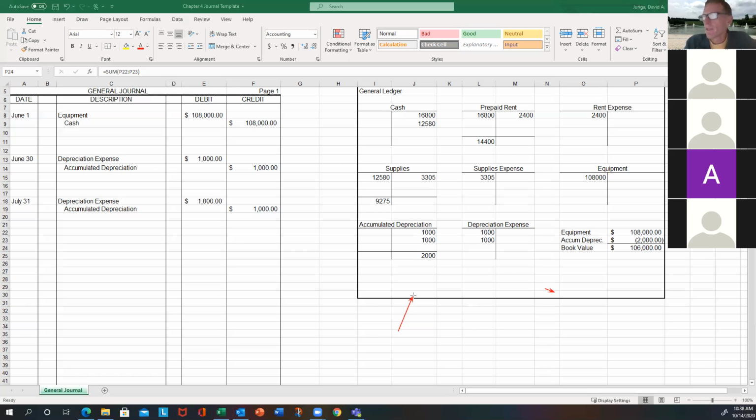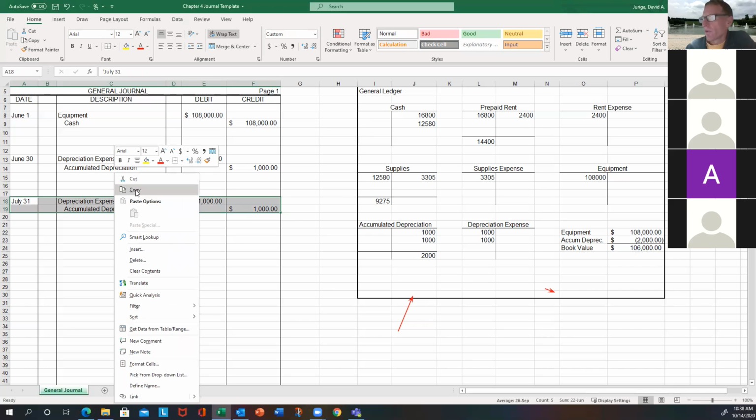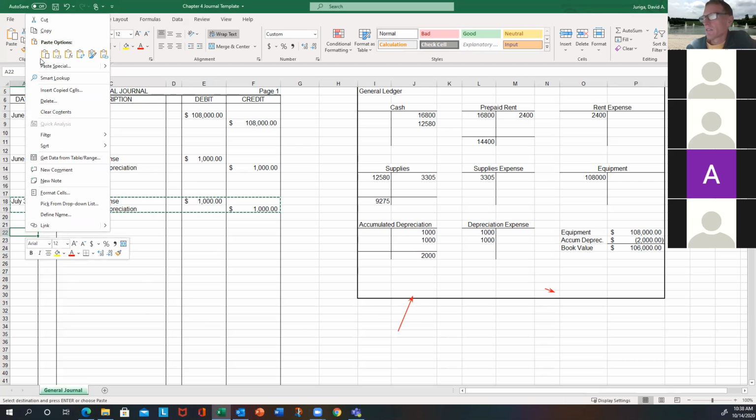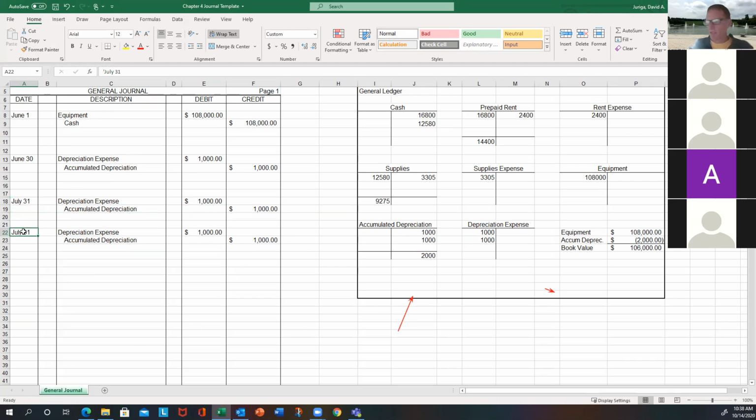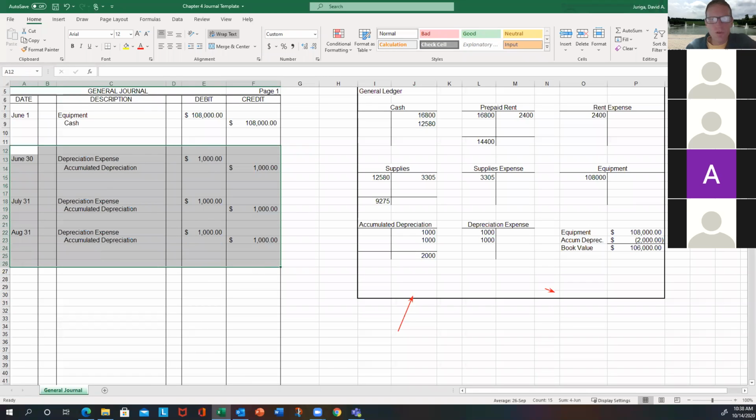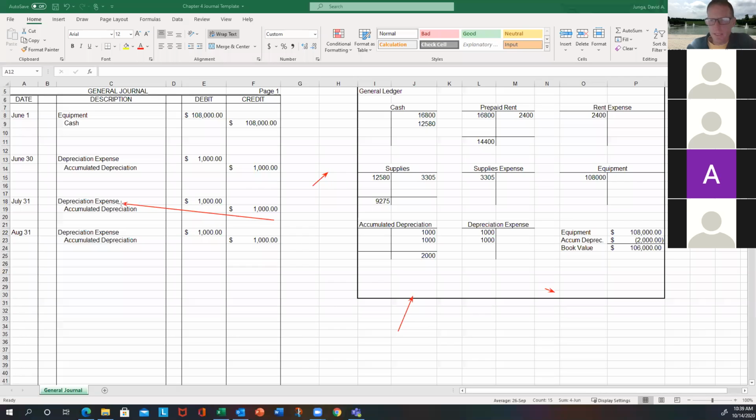Mm-hmm. Okay. And just for illustrative purposes, if this was July and we went to, let's say, August, let me just type in, let's say we were doing this for the month of August, it'd be the exact same entry. So notice I just showed you, this is June, this is July, this is August. Every month it's going to be the exact same. And then every month, once you post, your accumulated depreciation will keep on increasing, because that's what it does. It's what they call a permanent account on the balance sheet. That's what it keeps track of.